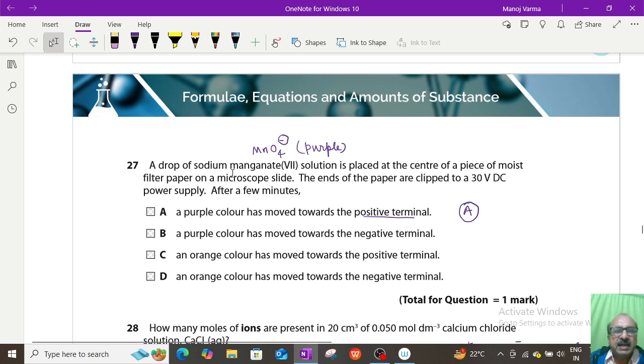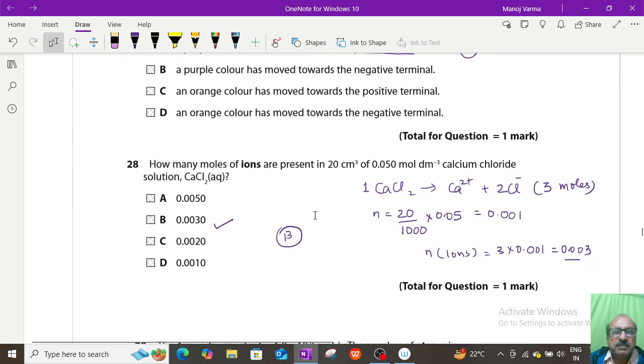So you have to understand that here the manganate(VII) is purple in color. It is just like potassium manganate(VII), KMnO4. We know KMnO4 is purple in color, and that purple color is due to the manganate(VII), MnO4 minus ion, not due to sodium or potassium. So being negatively charged, it will go to the positive terminal and a purple color will move. So I think that's the answer A. Go to question number 28.